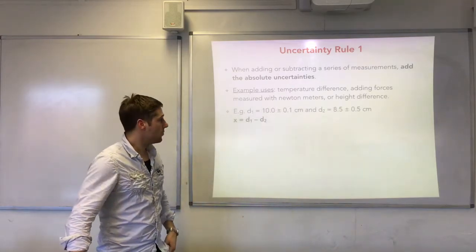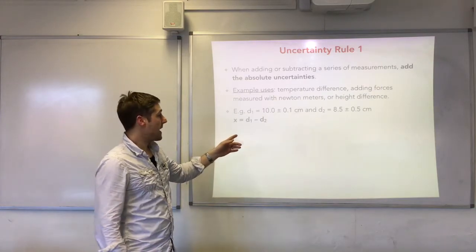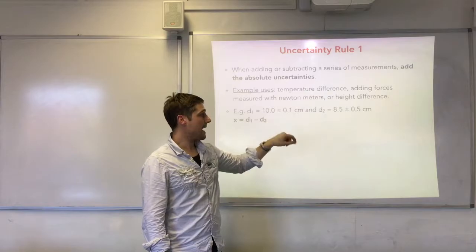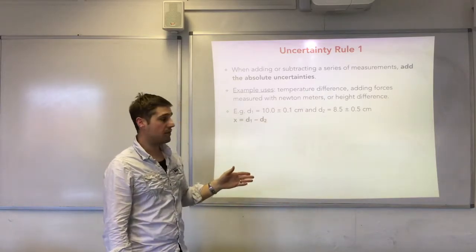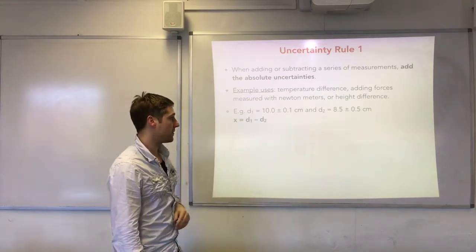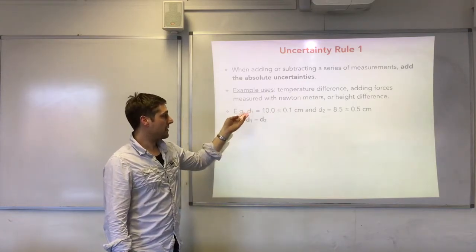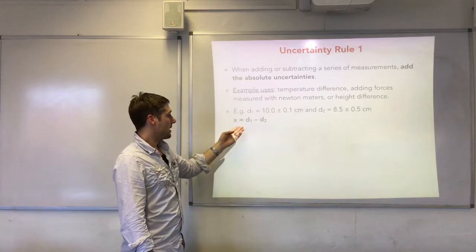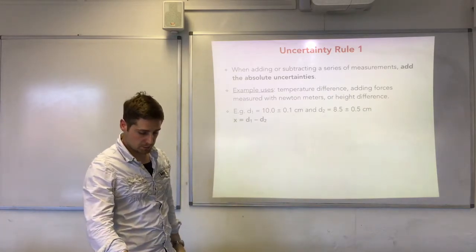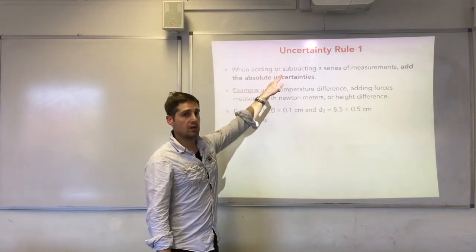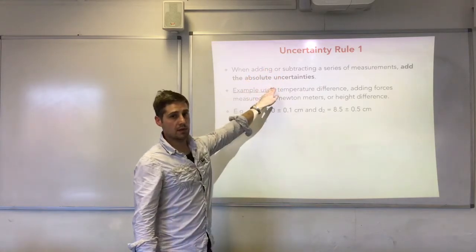Let's take an example. D1 is 10.0 plus or minus 0.1 centimetres, and D2 is 8.5 plus or minus 0.5 centimetres. So X then is calculated from D1 and D2. It's D1 minus D2. Notice that the rule says if I'm adding or subtracting, I add the absolute uncertainties.